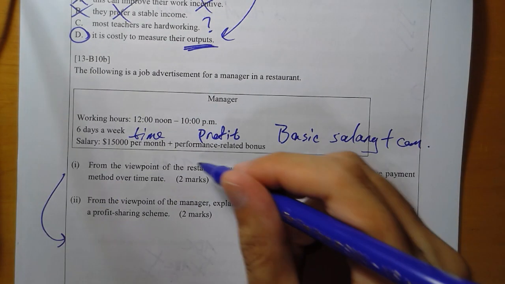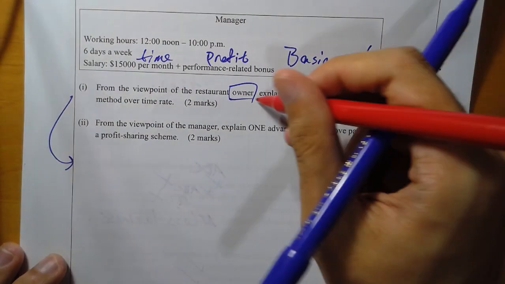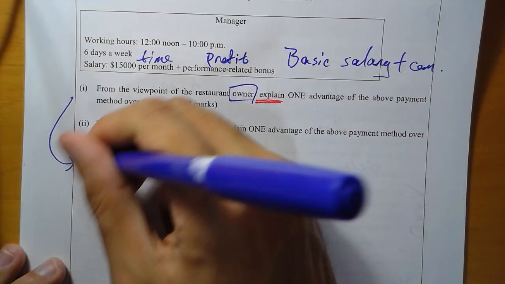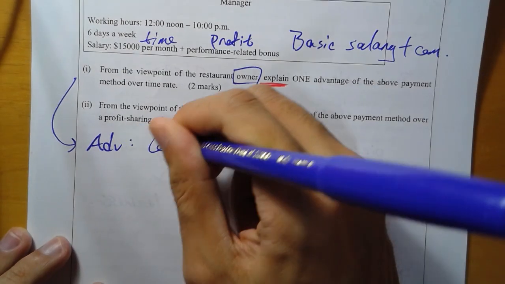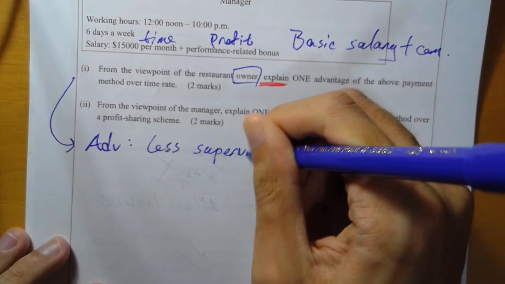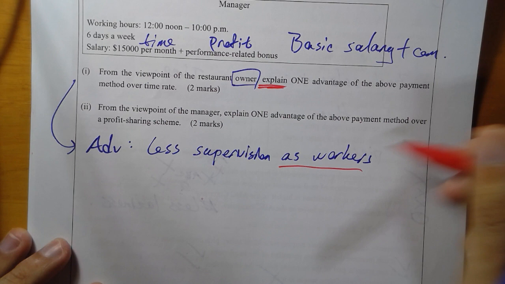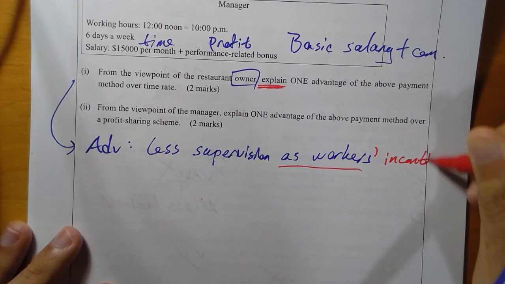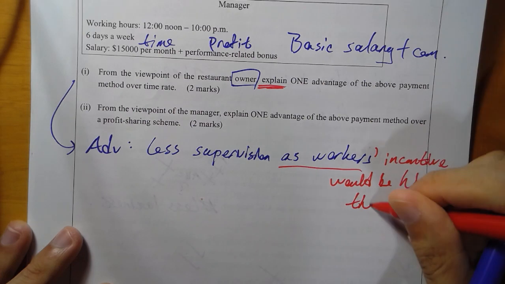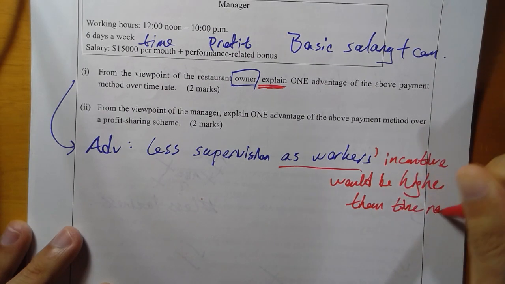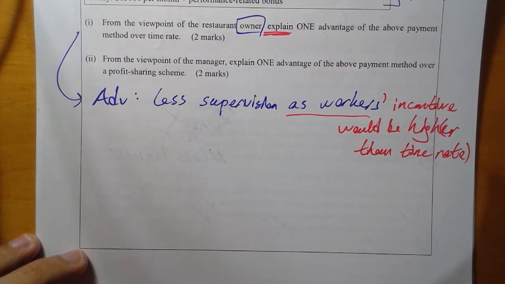From the viewpoint of the owner, what is the advantage of basic salary plus commission? Remember, explain, don't just state, alright? One advantage: there will be less supervision costs, as workers' incentive would be higher than, let's say, time rate. Alright, would be high, then it's all good enough.